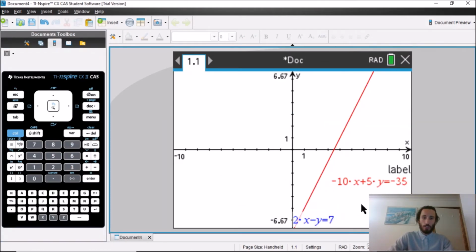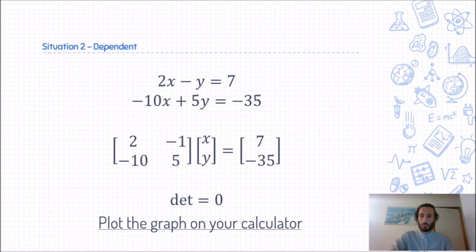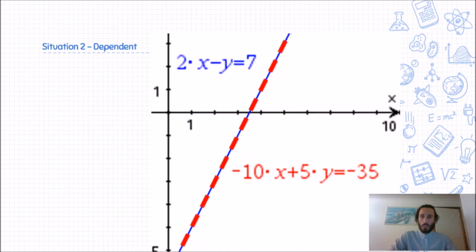You can see that that red line has perfectly covered the blue line. So they are on top of each other. Since they are overlapping, we say that these equations are dependent, and there are infinite solutions. So anywhere on that line, you can find values for x and y, which will satisfy both of these equations at the same time.